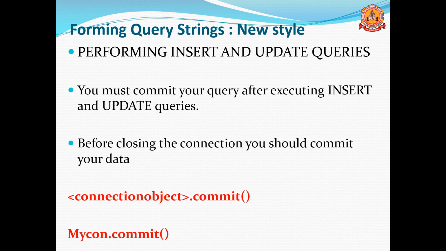But whenever you are going to insert or update data, the table data will be modified. Table data will be changed. So at that time you have to commit. Before closing the connection, you should commit your data. The syntax is connection object dot commit. That is a method to commit the data. Example: mycon.commit. Mycon is the connection object, my connection. Commit is the method to save the data in a database.